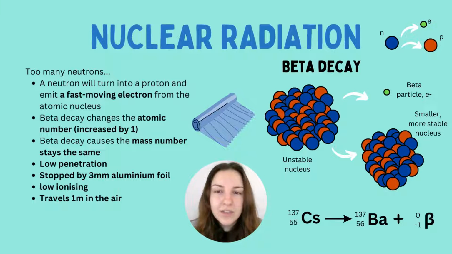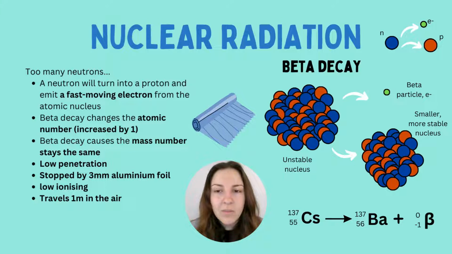And if we put this into our equation, we have some examples here. So here is the example. We've got cesium, which has a mass number of 137 and an atomic number of 55. And this decays by beta decay to form barium, which has a mass number of 137, which is exactly the same as before, but now it has an atomic number of 56.